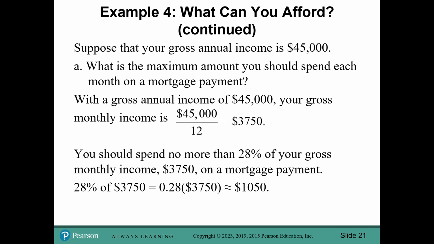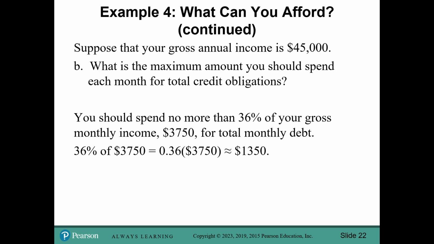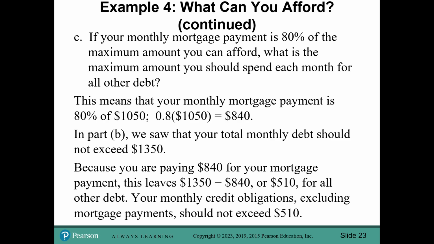Now, keep in mind, I can allocate up to $1,050 of that for just a mortgage itself, which really only leaves me $300 of extra debt going along. Okay, now if our monthly mortgage payment is 80% of the maximum amount that we can afford, what is that monthly payment? And what's the maximum amount that we should spend towards other debt?